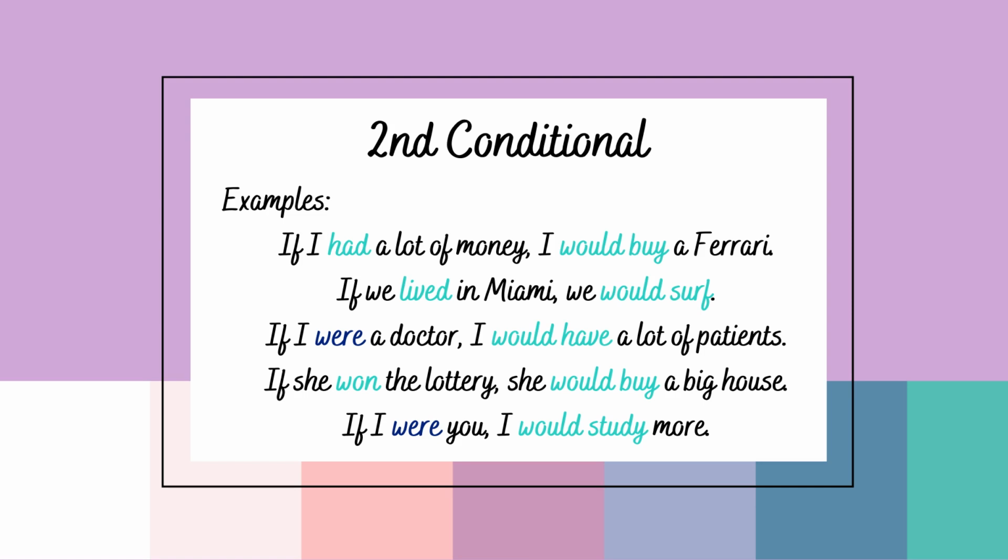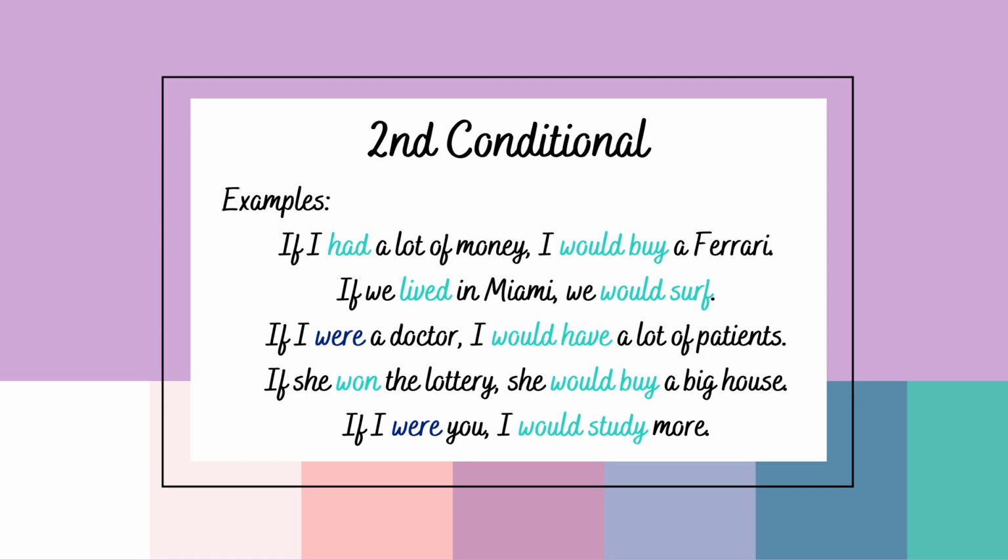I have put the words were in a different color because in conditional sentences, we don't use the word was. We have to use the word were, even though it is I. Normally, in English, you would say I was, like yesterday I was happy. But you can never use the word was in conditional sentences. People use it, but it's not grammatically correct.